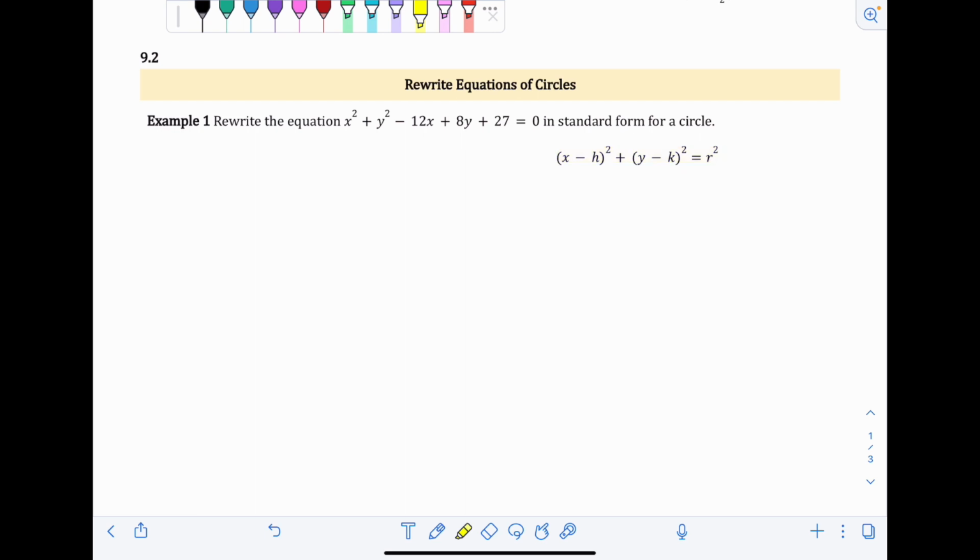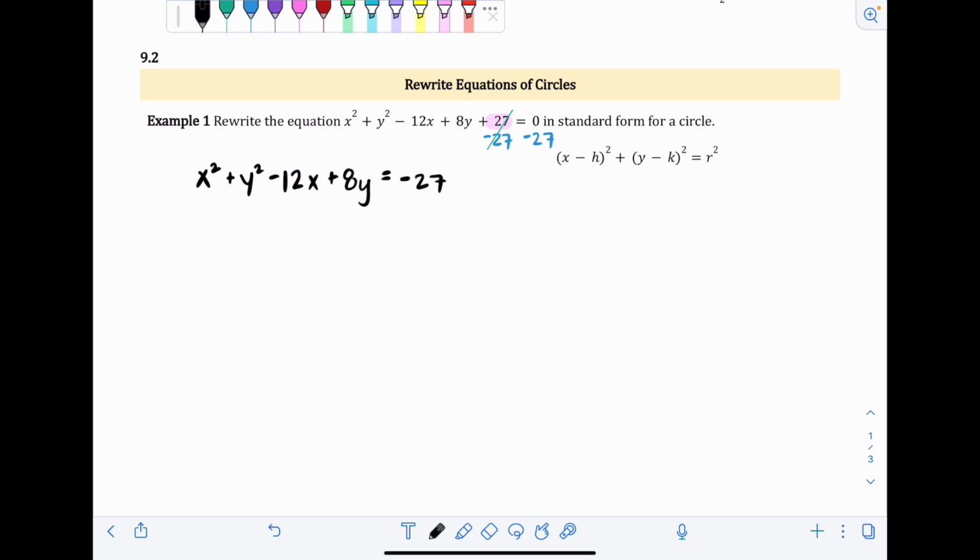So our first step is exactly the same as in 9.1, where we want to get all of our terms that have a variable on one side of the equal sign and our constant on the other. So in this case, our constant is 27. So I want to cancel that out from the left side. So I would subtract it to cancel out the positive 27. And then I also have to subtract it from the other side of the equal sign as well. So that's where I'm going to start. So it'll be x squared plus y squared minus 12x plus 8y equals, the 27 minus 27 cancels out, and then equals 0 minus 27 is negative 27.